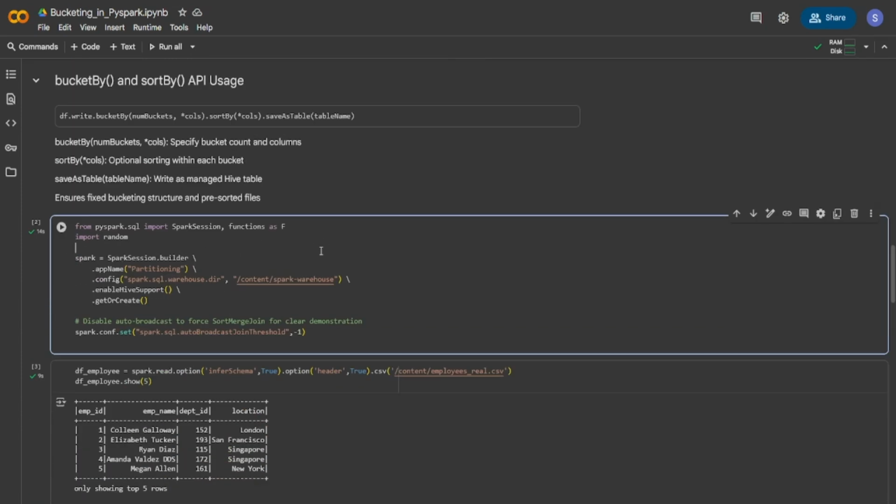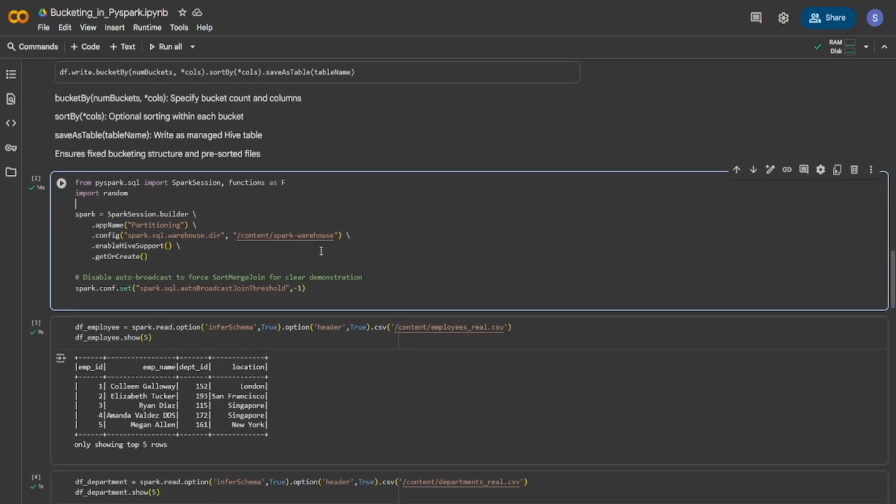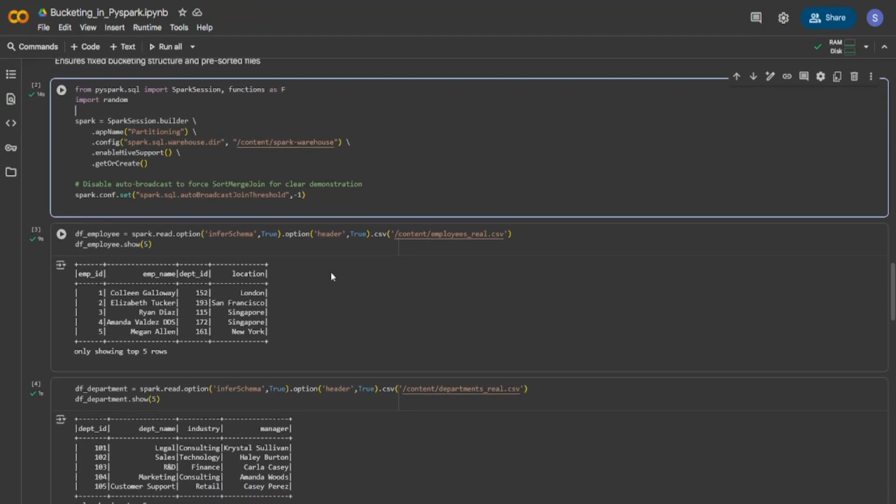Now let's set up our Spark environment. We are creating two data frames, df employee and df department, based on which we will demonstrate the performance difference when joining on the department ID column.